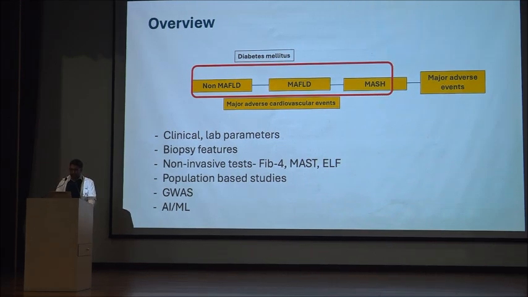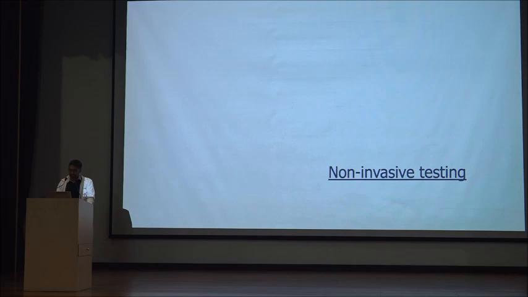So we'll be discussing this in all the large population-based studies, based on the clinical and lab parameters, and how biopsy features will finally predict the major adverse outcomes. Non-invasive tests in the form of FIB4, MAST or ELF score. Then we'll also be tabulating some of the population-based studies, the GWAS, and how AI and machine learning have helped as far as the risk prediction models are concerned.